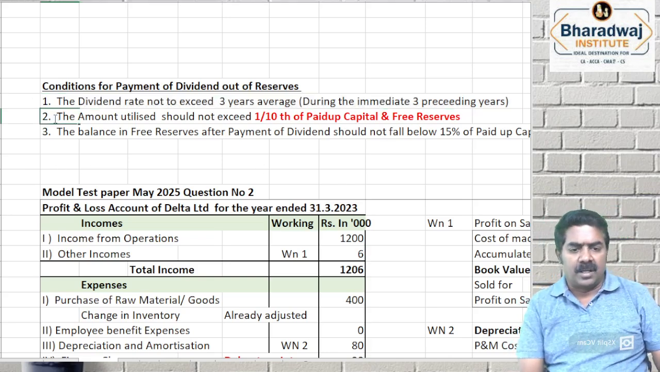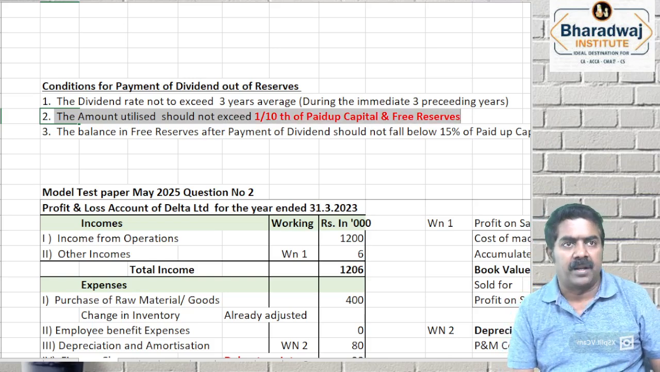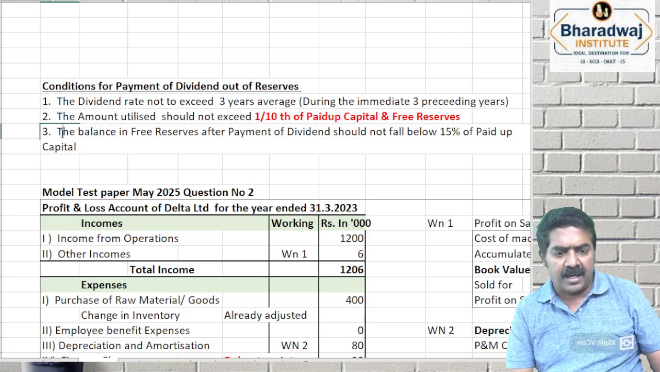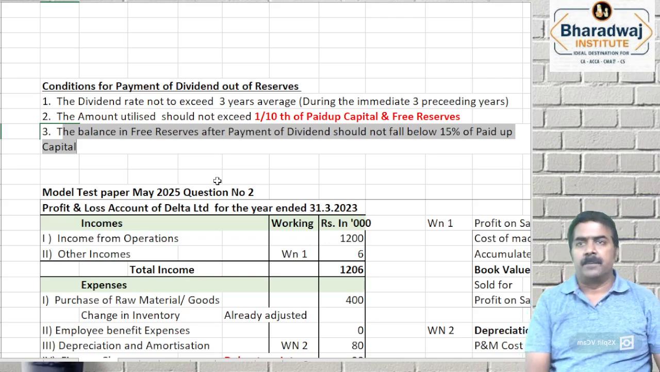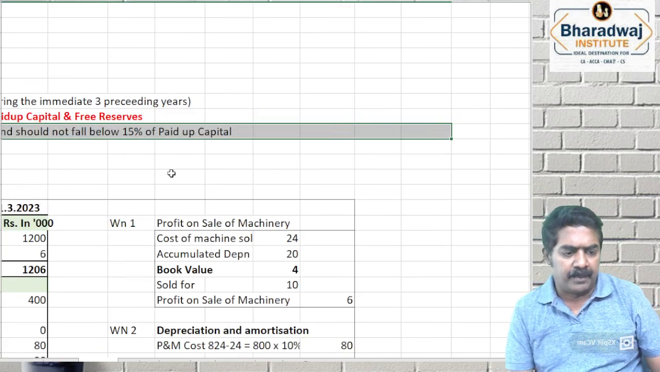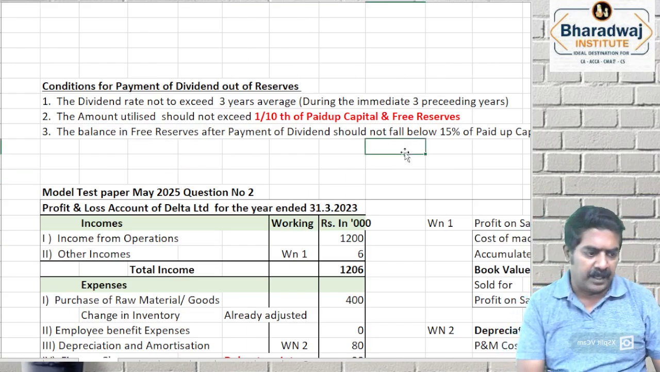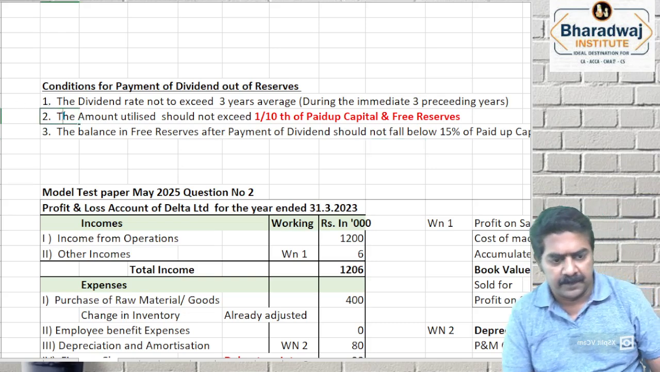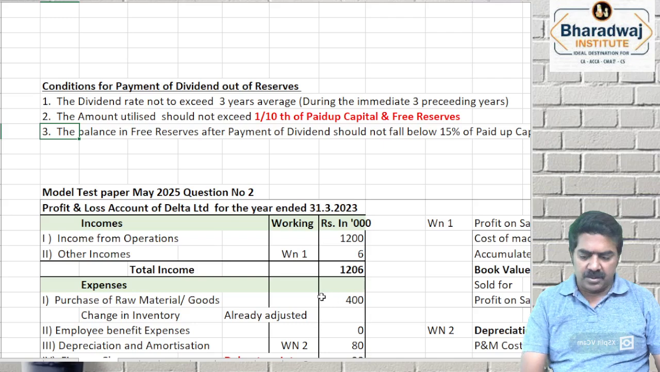அடுத்தது, the amount utilized from reserves should not exceed what? 1/10 of paid up capital and free reserves. The balance in free reserves should not fall below what? 15% of paid up capital. After the declaration of dividend, the balance in free reserves should not fall below 15% of your paid up capital. These 3 things you have to ensure. Okay. So go through the next question. After this, please go through the next question.